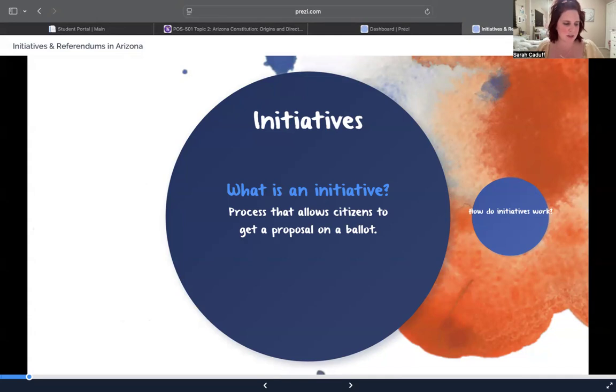Now, with initiatives, you have two types. You have statutory initiatives and you have constitutional initiatives. Statutory initiatives require a certain percentage. It is 10% of the votes cast in the last governor election, whereas constitutional initiatives require 15% of signatures from voters that voted in the last governor election.